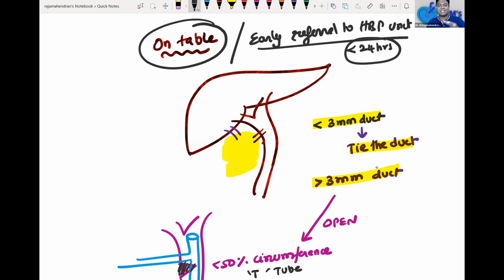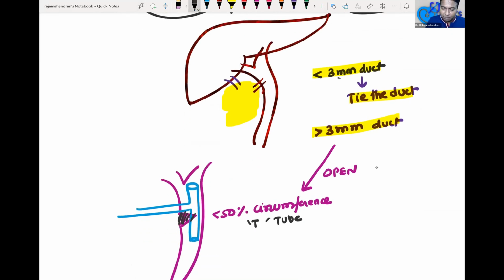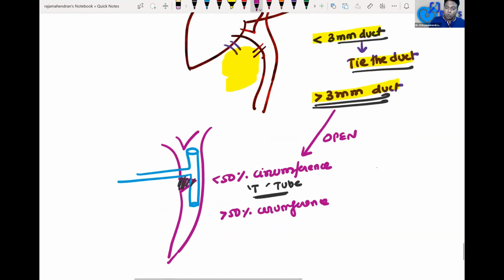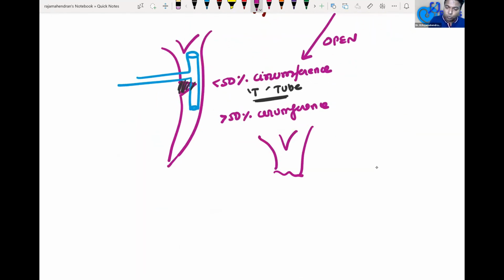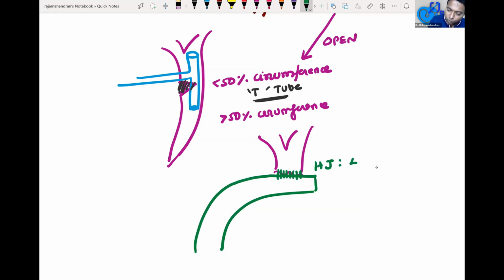So before 24 hours, if the patient reaches the hepatobiliary surgeon, we will open. And if it is a less than 3 millimeter duct, tie the duct. More than 3 millimeter duct, we have to put a T tube for less than 50% circumference. And for more than 50% circumference, what should I do? If the injury is more than 50% like this, I should bring a Roux limb of jejunum and anastomose like this. Hepatico-jejunostomy should be done using 4-0 Vicryl, because if I try to repair more than 50% circumference, it will definitely develop a stricture.